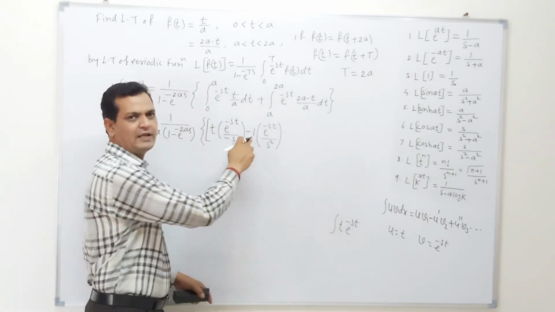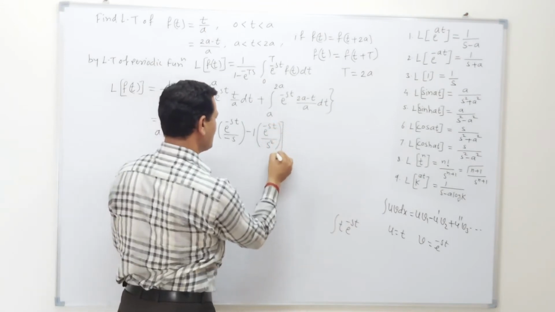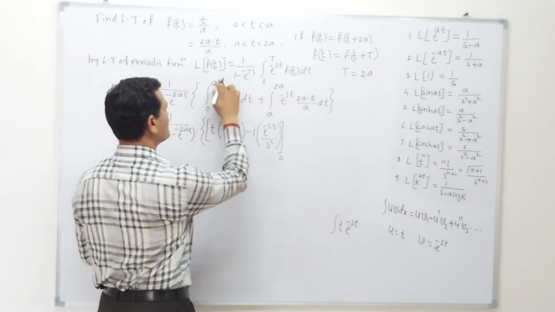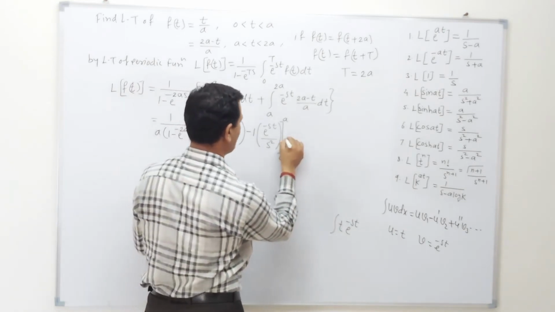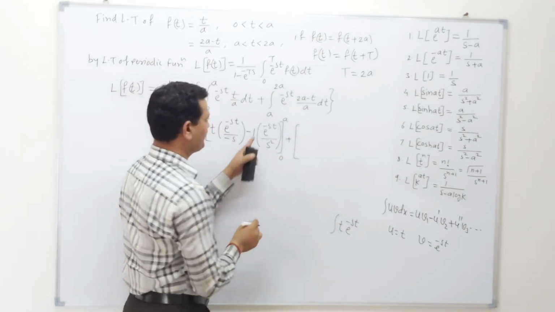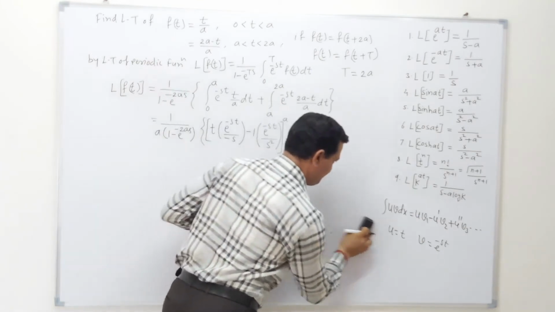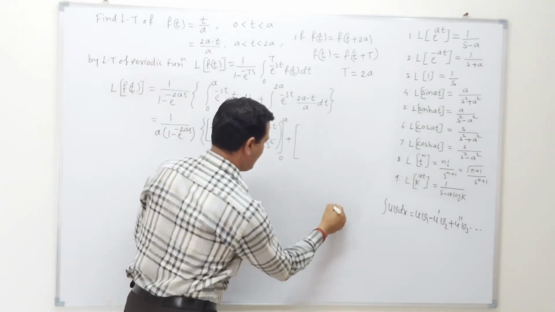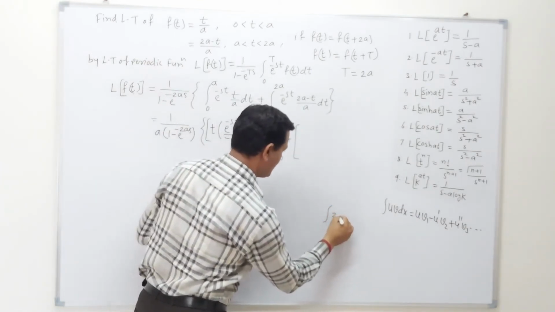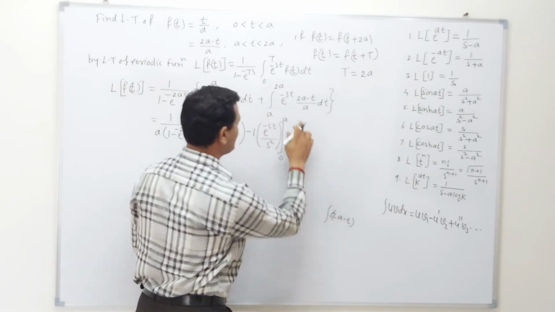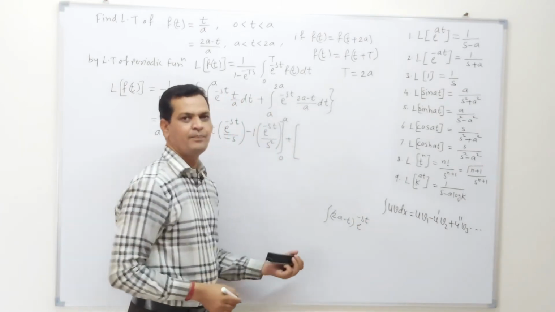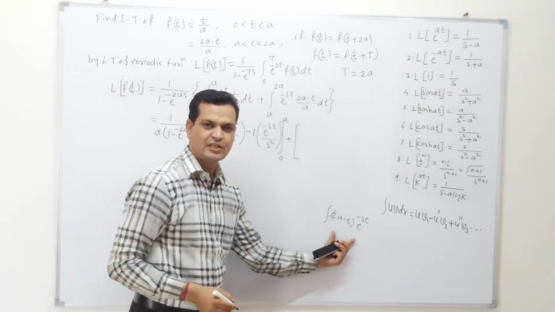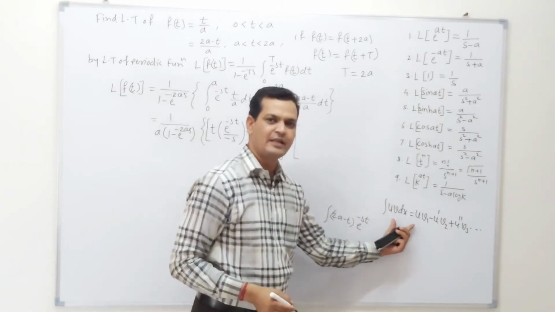Now the next derivative of 1 is 0. That's why this integration is over. Its limit is 0 to a. Plus, in the next integration, the remaining term is 2a minus t, then e raised to minus st. Now for solving this integration, apply the general rule for integration by parts.